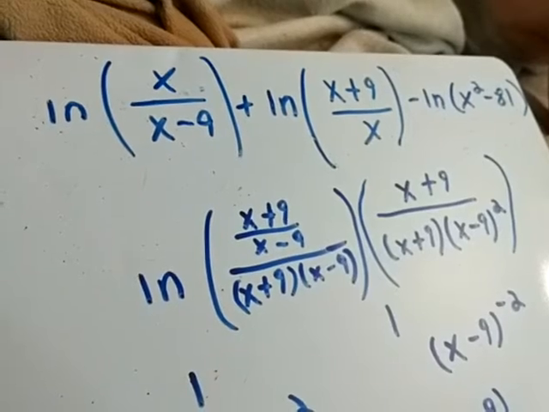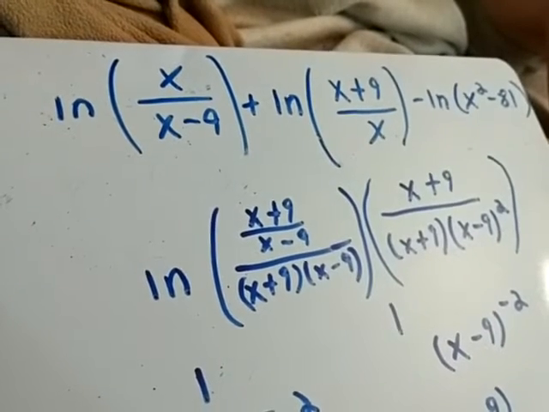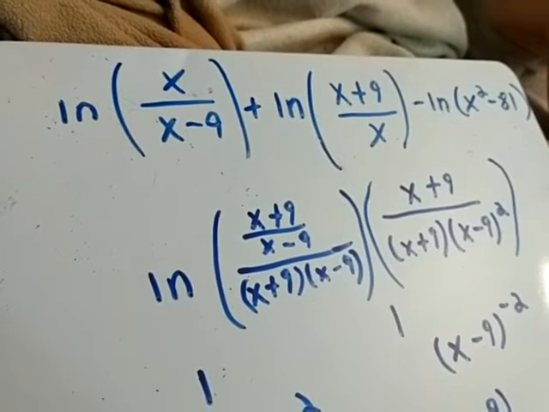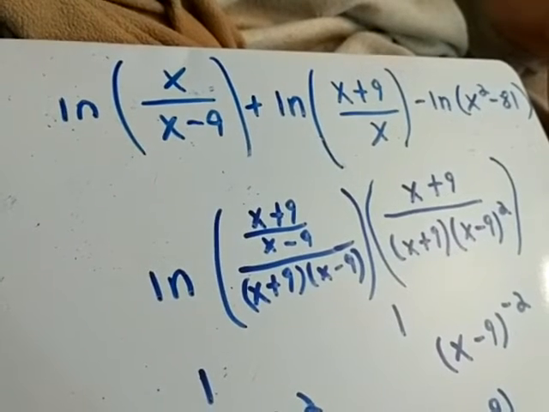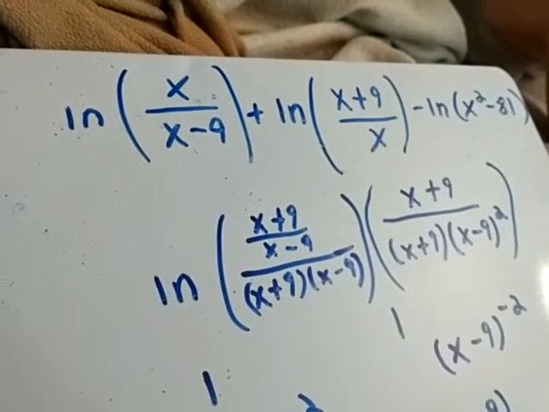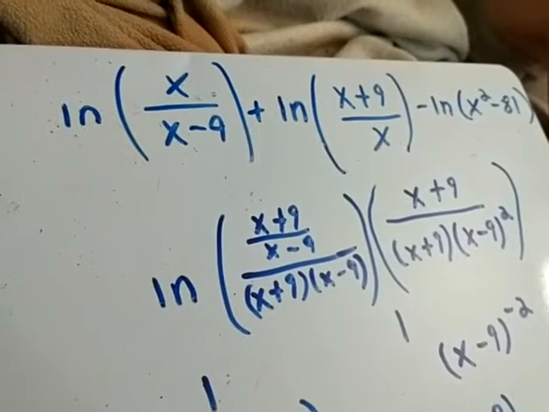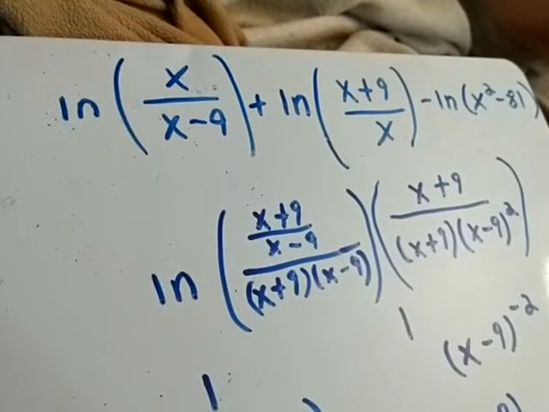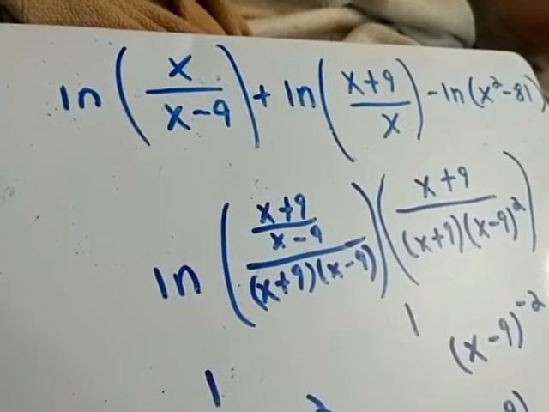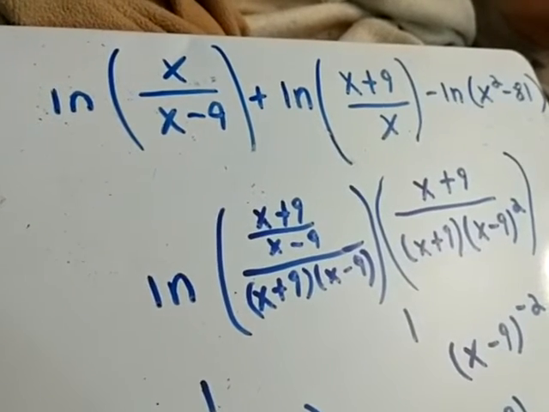And I have to multiply to get a product of those sum of two logs. I have x over x minus 9 times x plus 9 over x. I multiply those, the x's will cancel out. It's going to leave x plus 9 over x minus 9 for the numerator, since those x's cancel out.